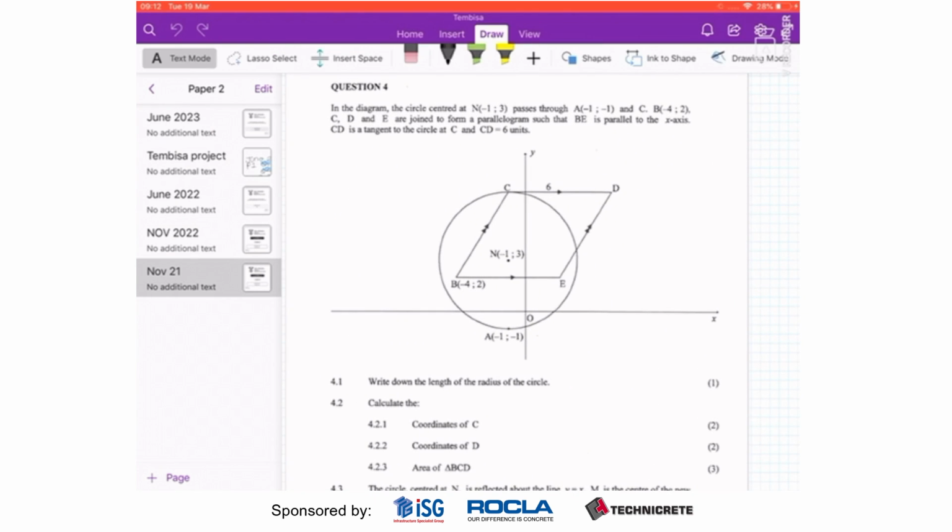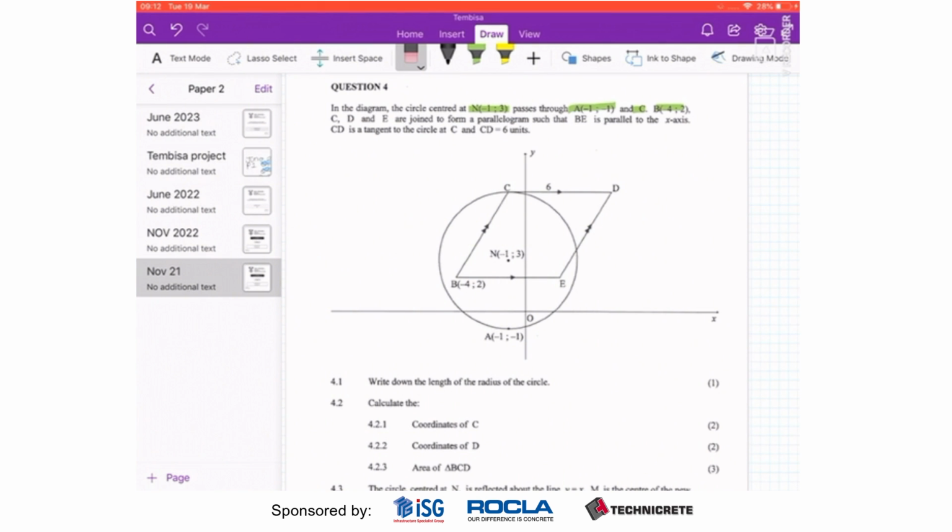So it says, in the diagram, a circle centered at N, which has the coordinates of -1, 3, passes through A and C. We have points B, C, D, and E joined to form a parallelogram. Okay, so this is my parallelogram, such that BE is parallel to the x-axis and CD is a tangent to the circle. They also give us that CD is equal to 6 units.